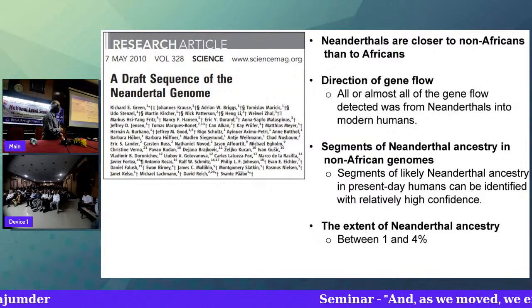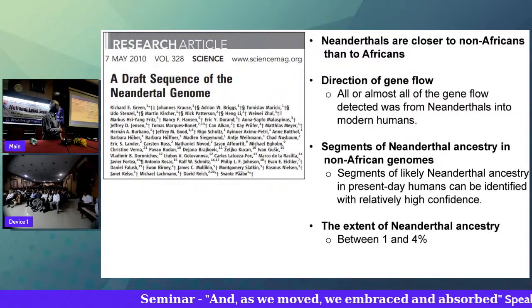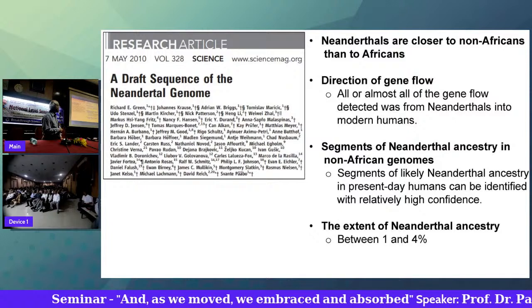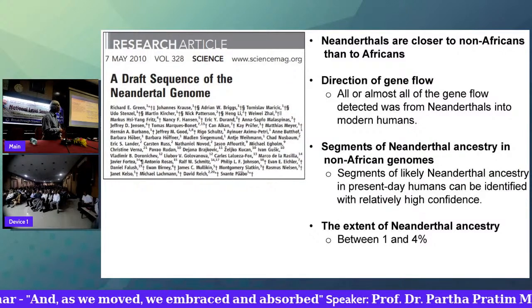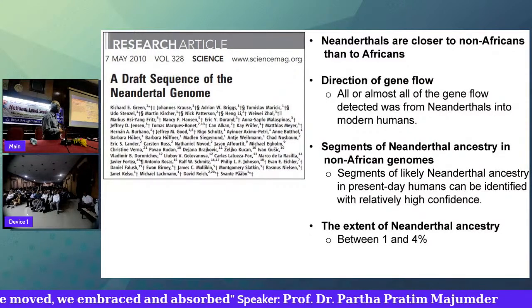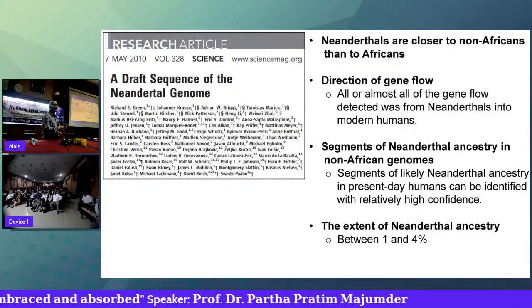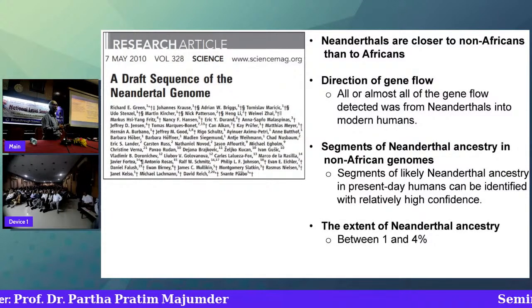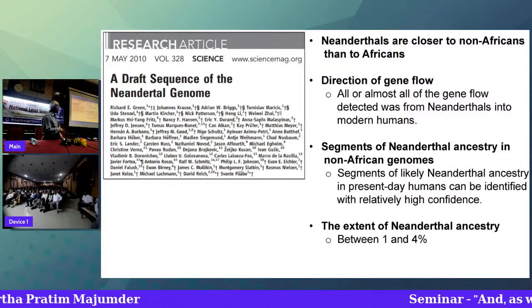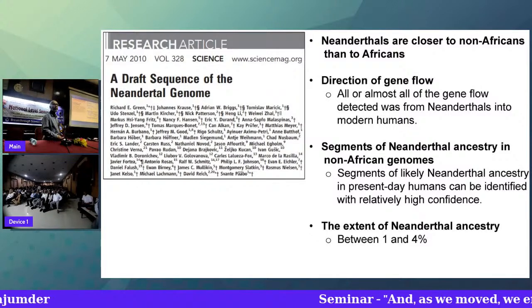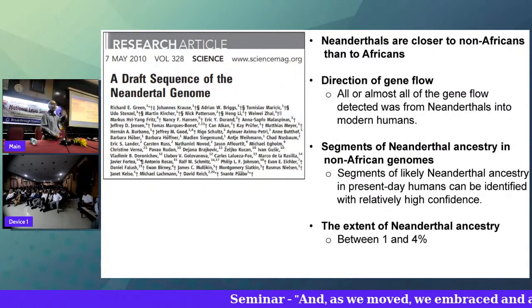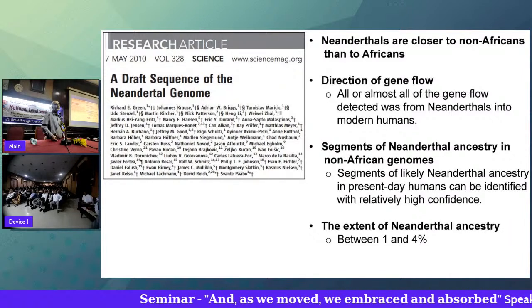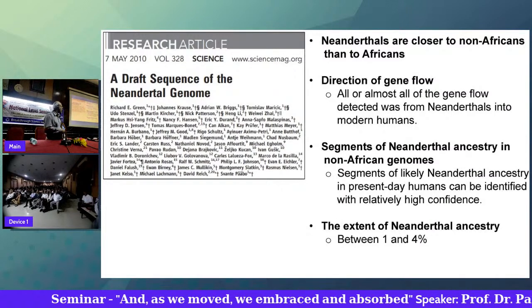The third inference that he drew in this particular paper is that segments of Neanderthal ancestry in the non-African genomes could be identified. And the third and the last thing that he did is that he compared this one draft genome, and this was again a little premature because using a sample of size 1, you are comparing with by then several thousand human genomes that are already available.